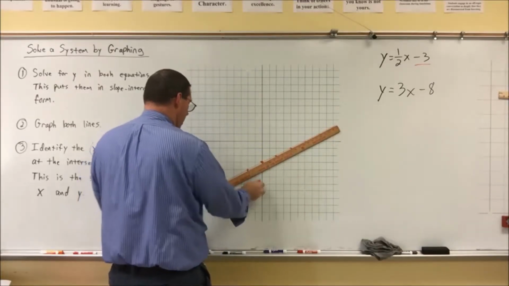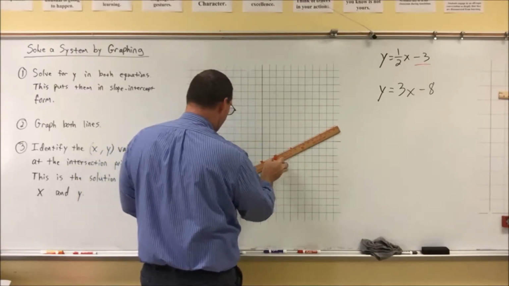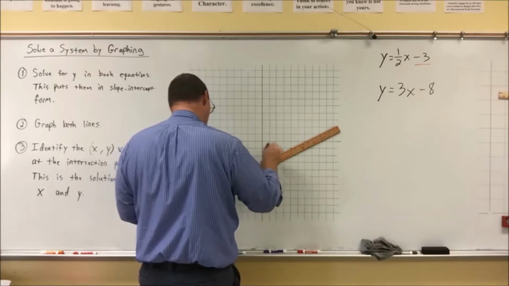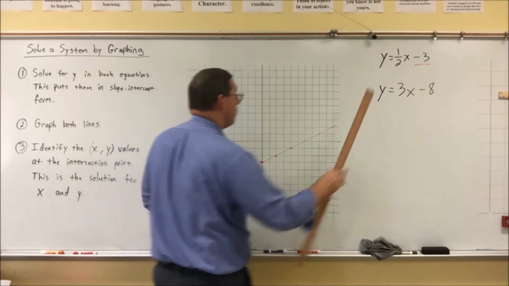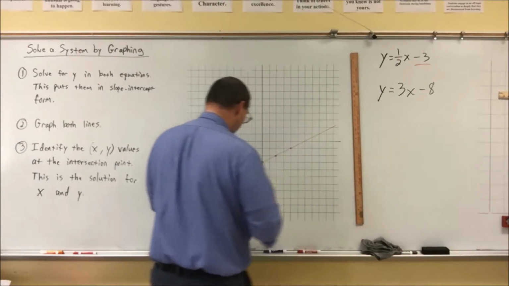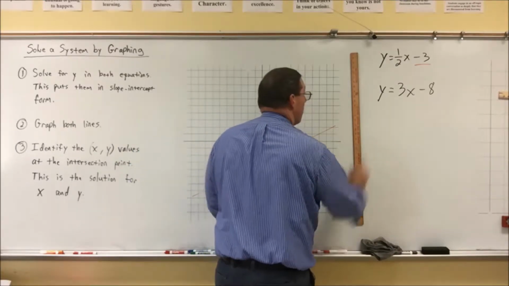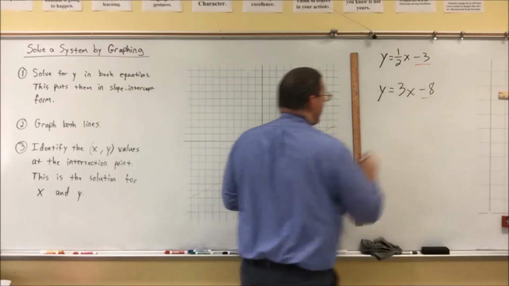Draw the line. I kind of messed it up there for a minute. There we go. There's the line. Get rid of this portion of it. There we go. All right. Now let's graph the other one. We got y equals 3x minus 8.